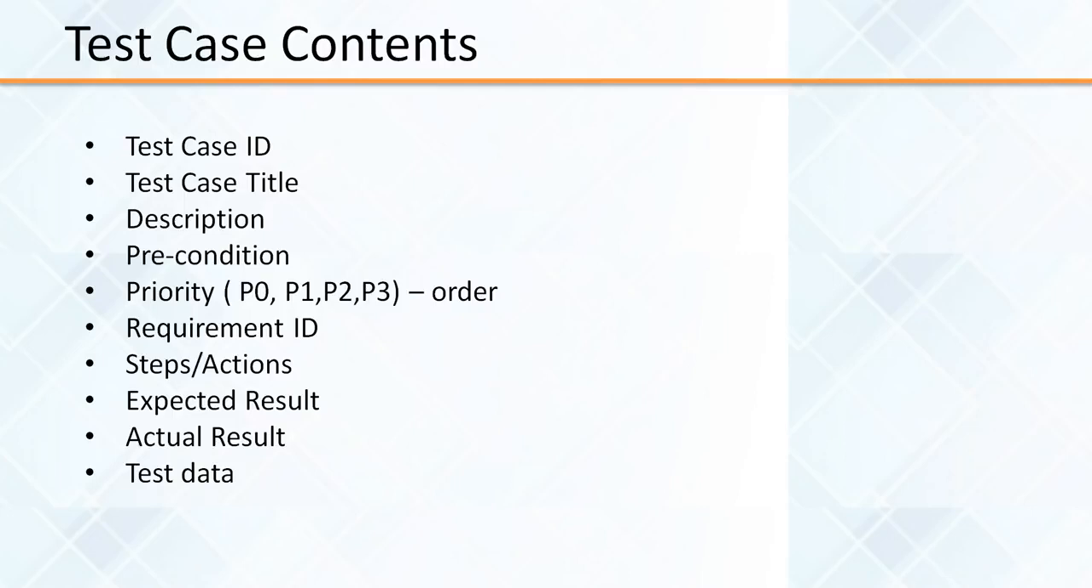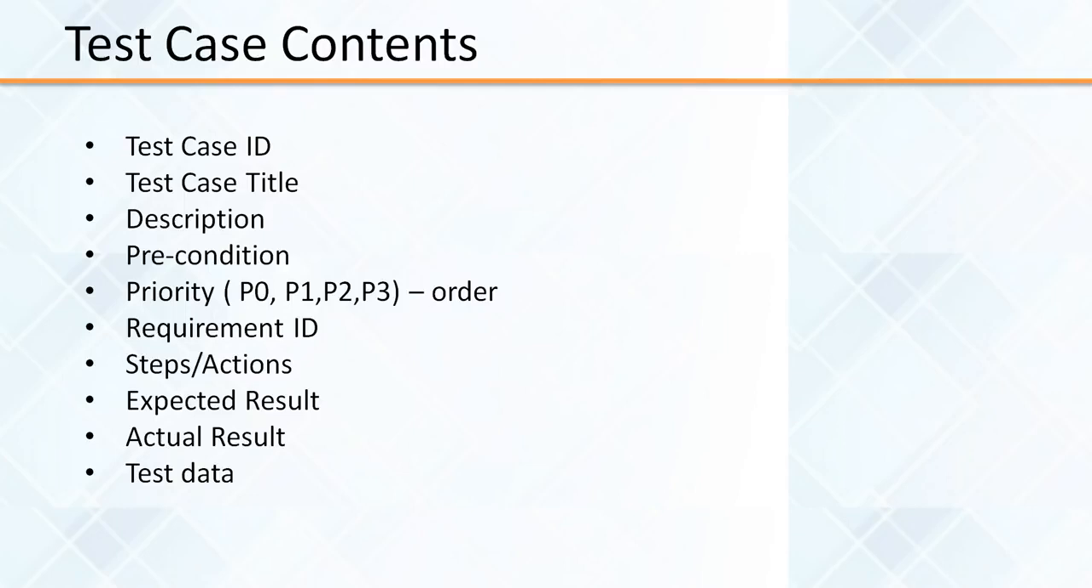Every test case has a unique ID, that is the test case ID. And the title we should specify in one line. The title should not be long. When I see the title, I should be able to know what kind of functionality I am going to test. So the title should be very simple and short. By reading the title, we should be able to understand the functionality. And the description can be 2 or 3 lines, that is fine.